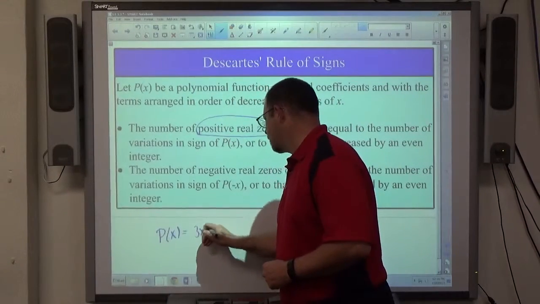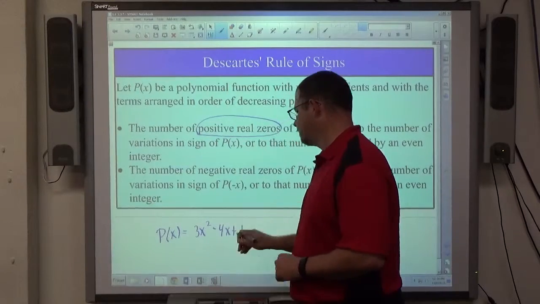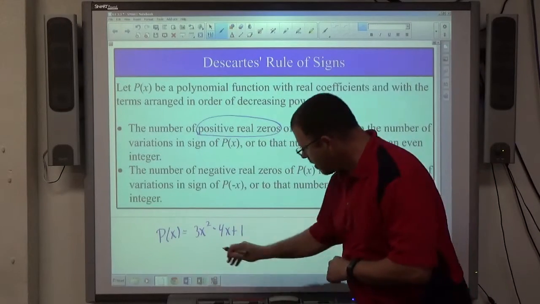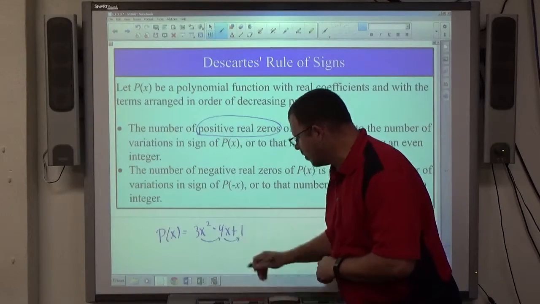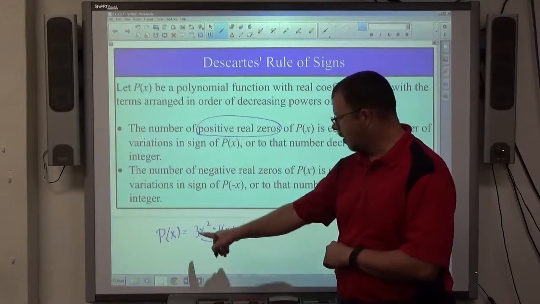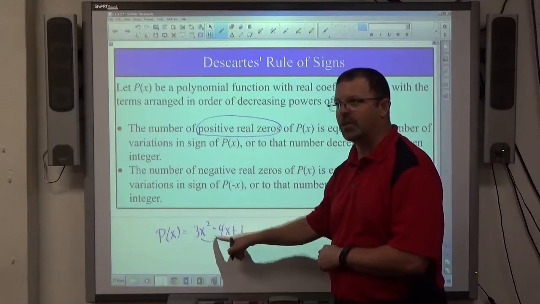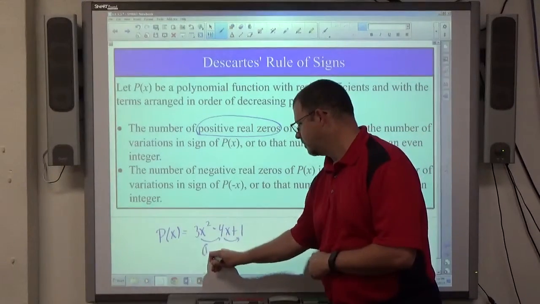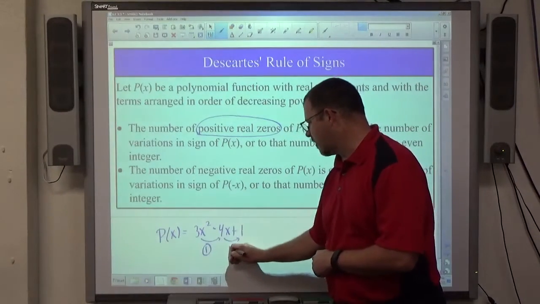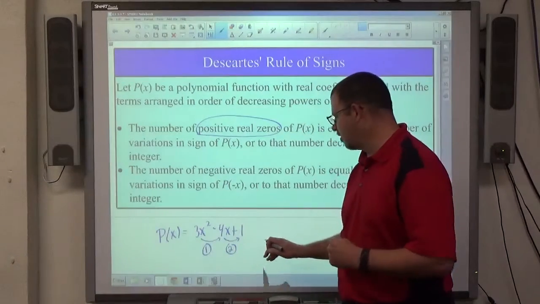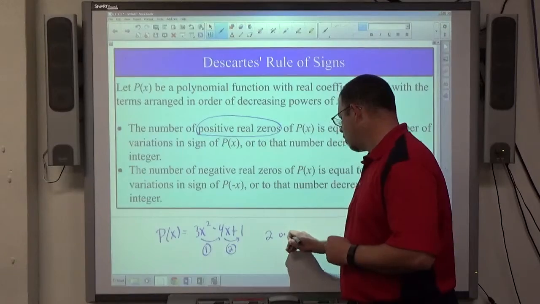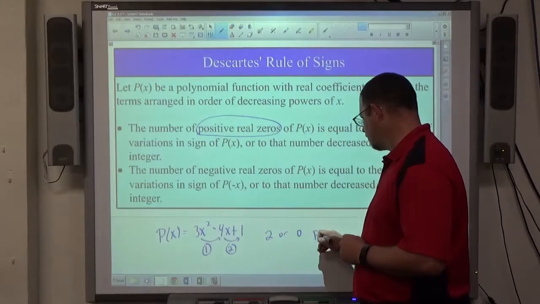Let's say 3x squared minus 4x plus 1. We go from term to term and look at the sign of each term. That term's positive. That's negative. That's a variation in the sign. That's negative. That's positive. That's a variation in the sign. So there's a total of 2 variations in sign here. What that means is there are either 2 or 0 positive solutions.